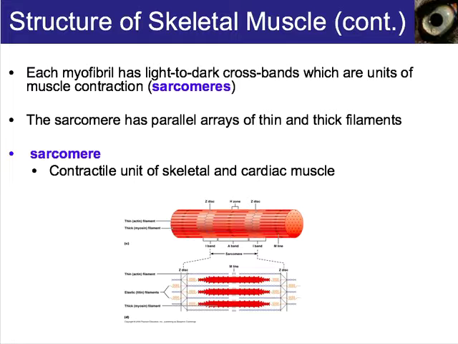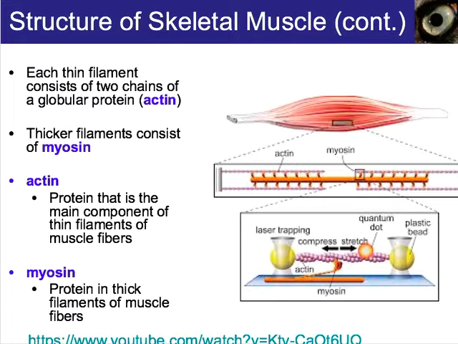The sarcomere has parallel arrays of thin and thick filaments, so a sarcomere is a contractile unit of skeletal and cardiac muscles. Each filament consists of protein chains, a thin filament of globular actin and a thick filament of myosin. Actin is a protein that is the main component of thin filaments in muscle fibers, and myosin is the protein in thick filaments of muscle fibers.